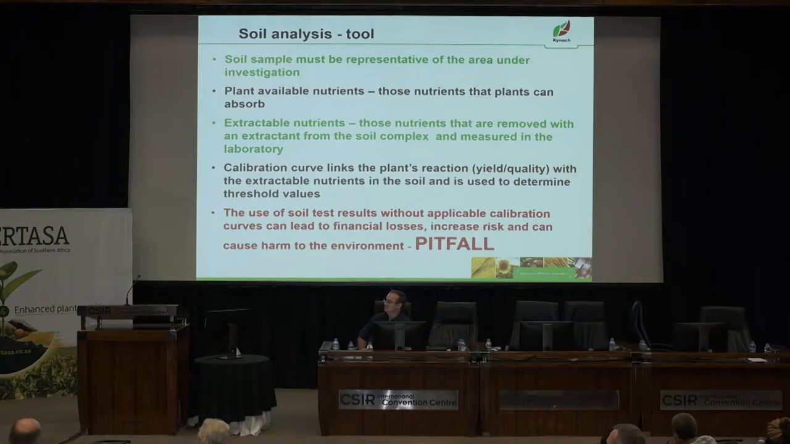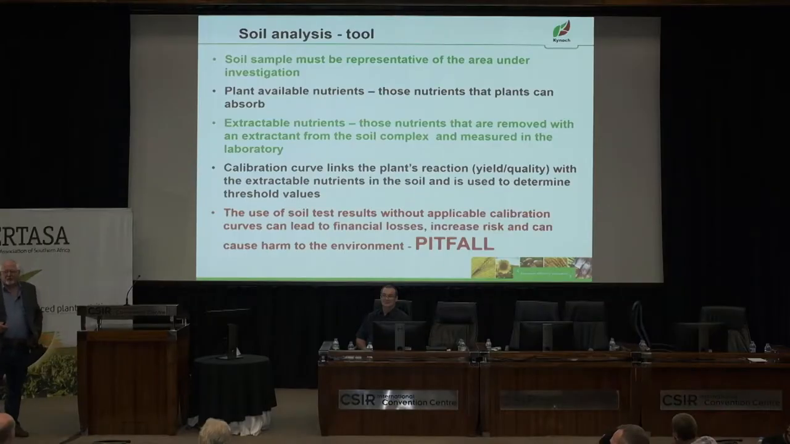The work in South Africa is mainly on Bray 1 and ammonium acetate. But now, if they use Mehlich 3, it's supposedly cheaper. I will show you later on, it's not cheaper. And even worse, they send it to Brookfield Laboratory in the USA, because they're so fantastic. Guys, we've got fantastic laboratories in South Africa. Why pay those dollars to use the American laboratory?